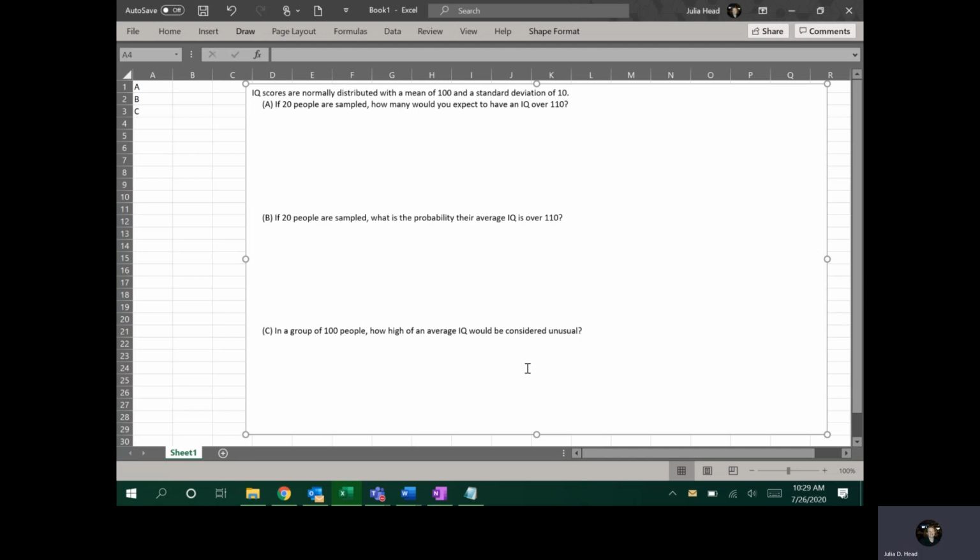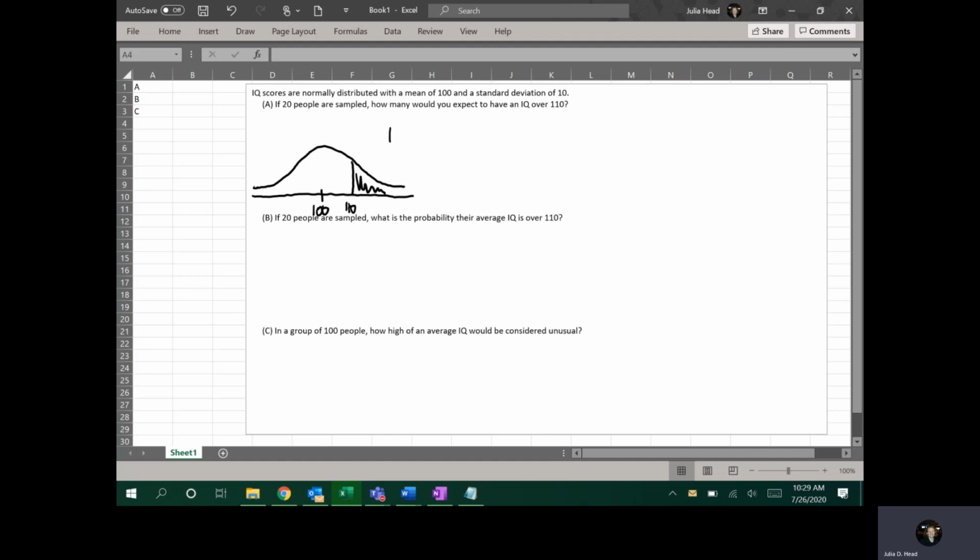This question says that they're normally distributed, so we know it's a chapter 6 question. It's not asking for the mean of the sample means or the standard error of the mean. So I know I want to draw a picture. Has a mean of 100. How many would you expect to have an IQ over 110? Over, of course, means we're going to shade to the right. We know where the mark is. We don't know how much we shaded. So it's a dist question.